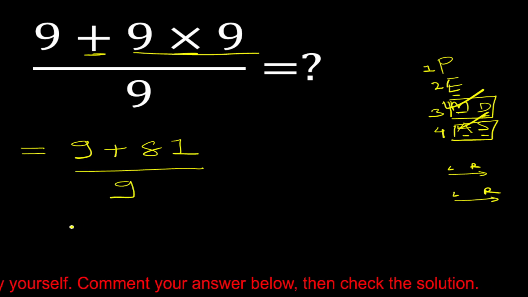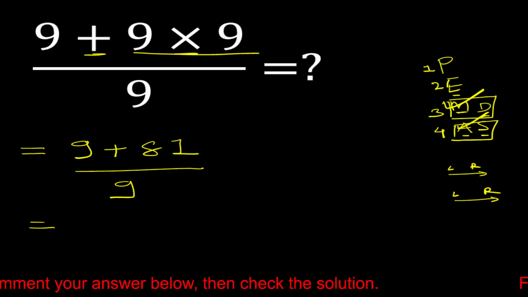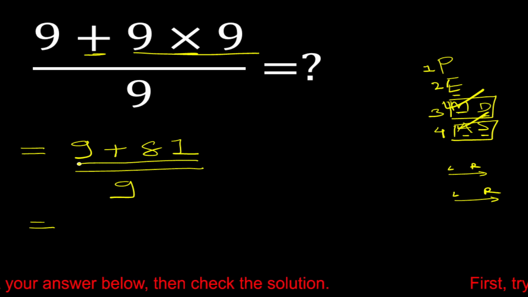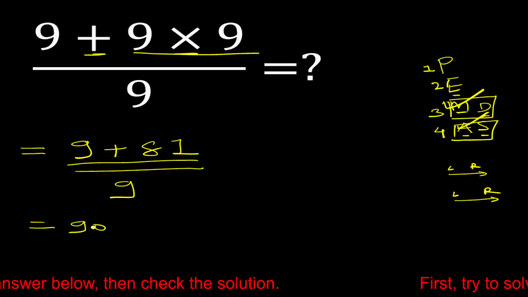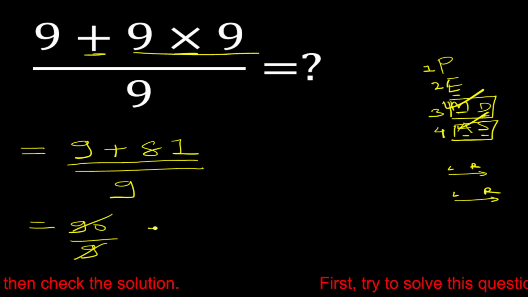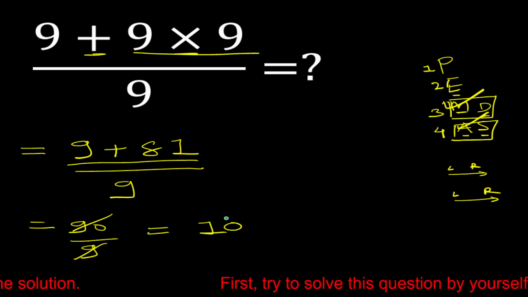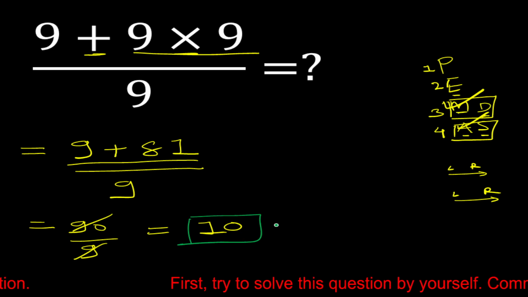Divide by 9. Okay, so it is equal to 9 plus 81 is equal to 90. Divide by 9. Now 90 divided by 9 is equal to 10. Okay, so the correct answer is 10.